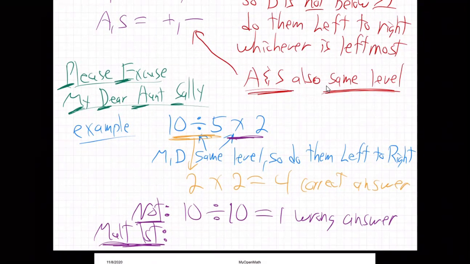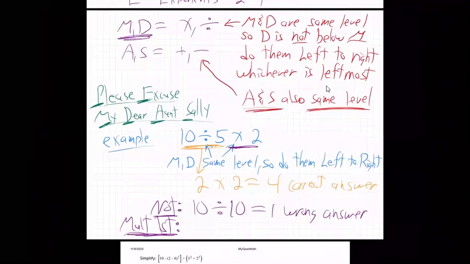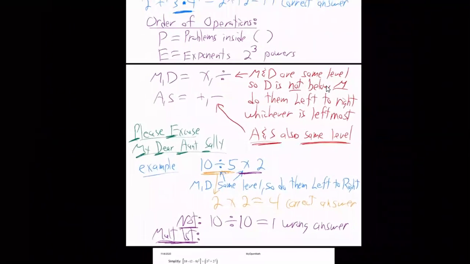So that's why it's important that you understand that multiplying and dividing are the same level. D is not below M. So you just do them left to right, whichever is leftmost. Dividing came first, right? These are the same level, so you do them left to right. You do the dividing first. 2 times 2 is 4. You don't do the multiplying first. It's not above dividing. They're the same. So there's the PEMDAS.